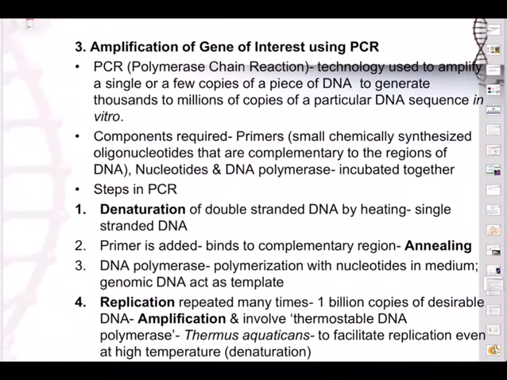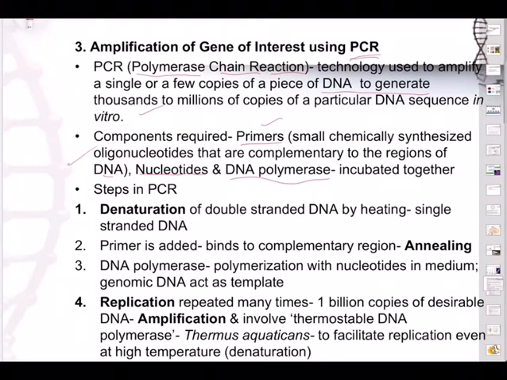Now the third one, the most important one. Once we obtain what we wanted, the gene of interest, comes amplification of the gene of interest using a method called PCR. What is PCR? Polymerase chain reaction. This technology is used to amplify a single or a few copies of a piece of DNA to generate thousands to millions of copies of a particular DNA sequence in vitro. Components required: we need a primer. A primer is a small chemically synthesized oligonucleotide that is complementary to the regions of DNA. So we require primer, nucleotides, and DNA polymerase, an enzyme, incubated together.